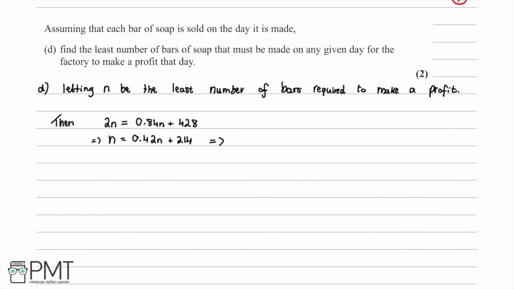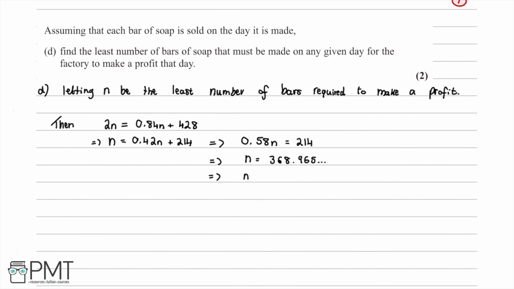And then we can rearrange this equation to solve for N. So subtracting 0.42N from both sides, we'll have that 0.58N is going to be equal to 214. And then now dividing both sides by 0.58, we have that N is equal to 368.965. And we're asked to find our answer to a bar of soap, and we aren't dealing with decimal bars of soap, we're dealing with full bars of soap. So we therefore round this to the nearest whole number, which is 369 bars.